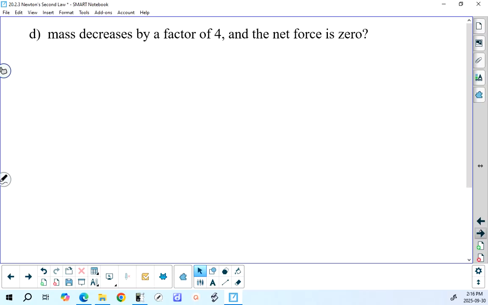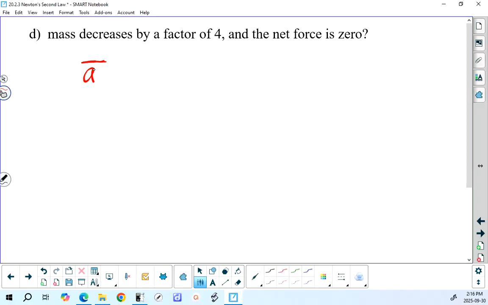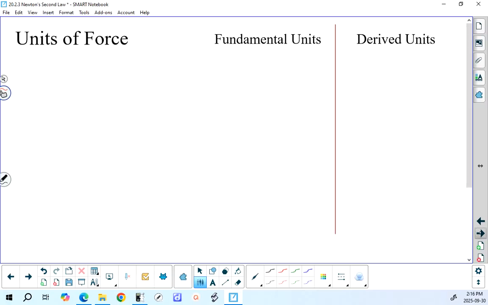If the mass decreases by a factor of 4 and the net force is 0, well, if the net force is 0, then the acceleration will be 0. Kind of a trick question. The acceleration reduces to 0 meters per second squared because there's no net force. All right, we have a couple more very quick questions to do.